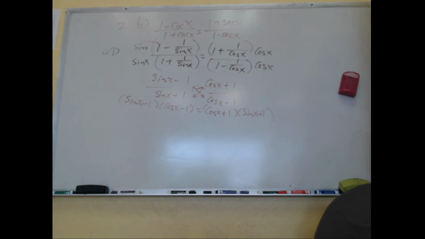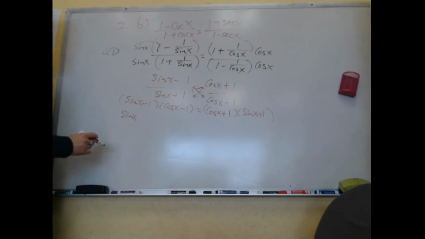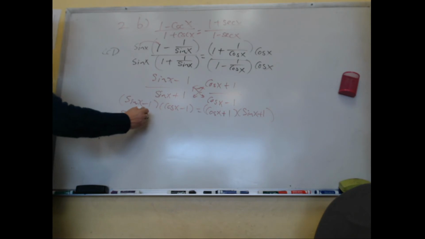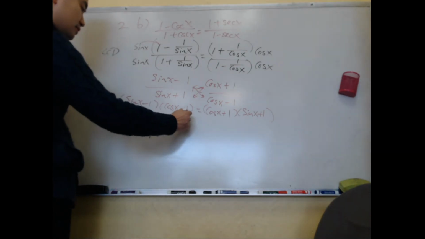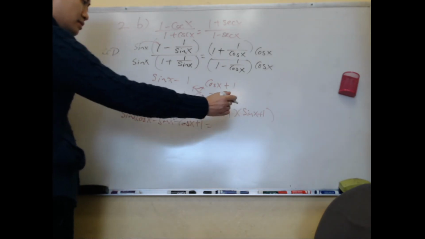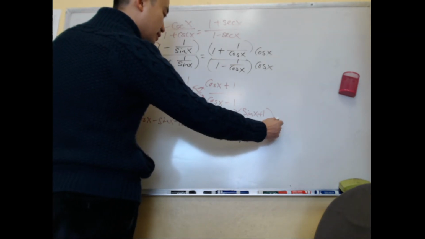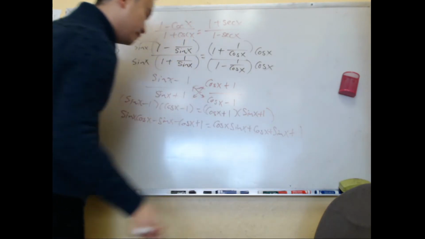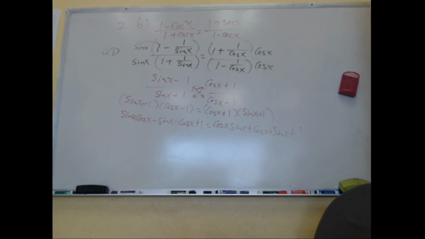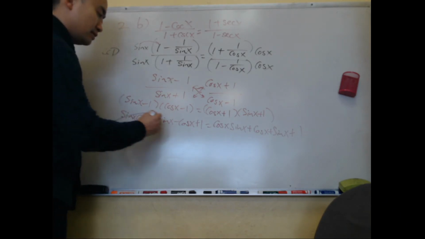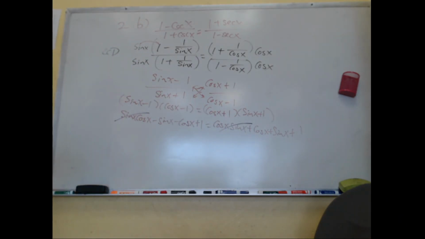And it looks like we need to FOIL, right? So you don't even need to convert it back. Yep. So sine x cosine x minus sine x minus cosine x plus 1. And then the right hand side, pretty similar, cosine x sine x plus cosine x plus sine x, and then 1. Anything that we can cancel? Any term that we can cancel on both sides? Sine x cosine x? Yeah. What else can we cancel? What about that 1 right there?